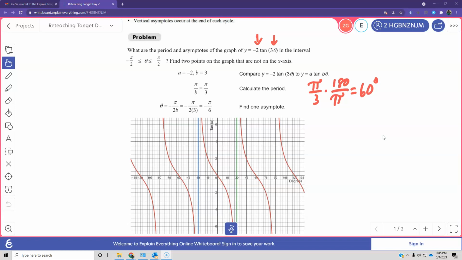So to find the asymptotes, it's going to be theta is equal to negative pi over 2 times b, which is 2 times 3. So theta equals negative pi over 6. Or if you want to convert it to degrees, it's going to be negative 30 degrees. That's going to be the first asymptote at negative 30 degrees. And you can see that here. Here is the asymptote.